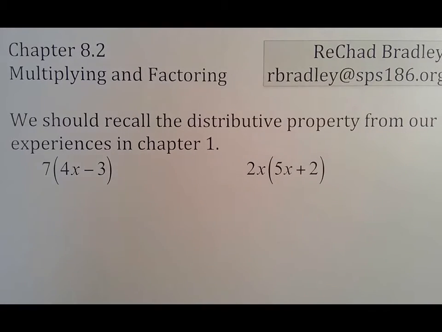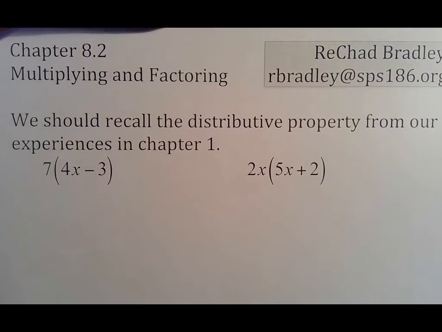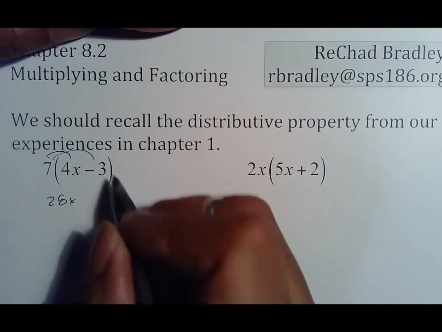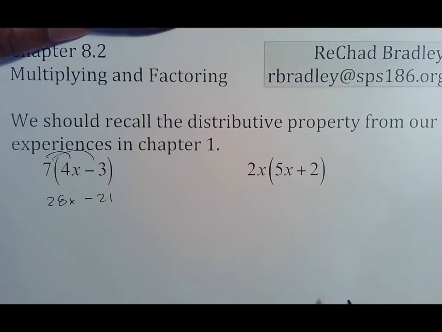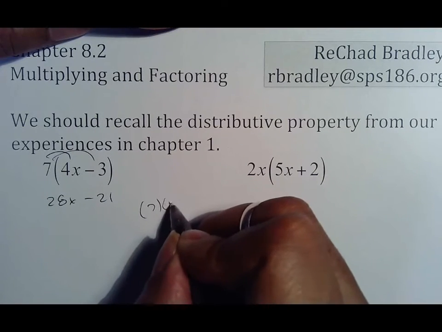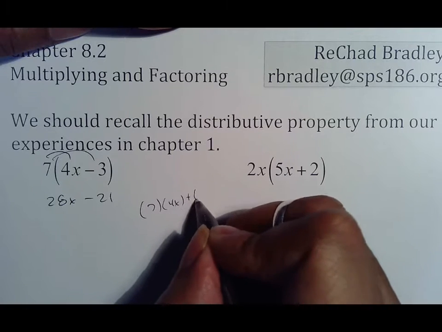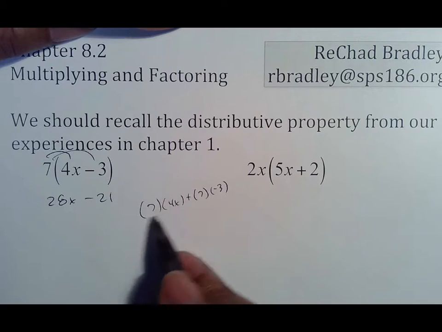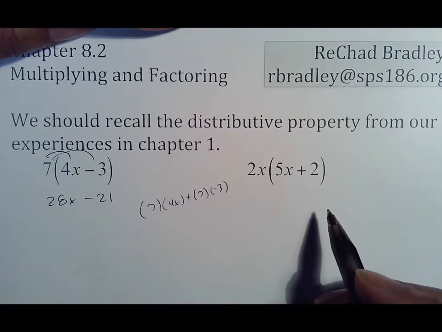Chapter 8.2 gets into what we kind of talked about the day before, plus some other stuff. So you should recall distributive property from our experience in Chapter 1. That's where 7 meets 4x to make 28x. 7 meets -3 to make -21. I'm not going to make you show the meetings, but if you have to, feel free to put 7 meets 4x. I think you have to do that on your homework, but I don't know. But like I said, that's what I made you do to start, but that's the same thing.